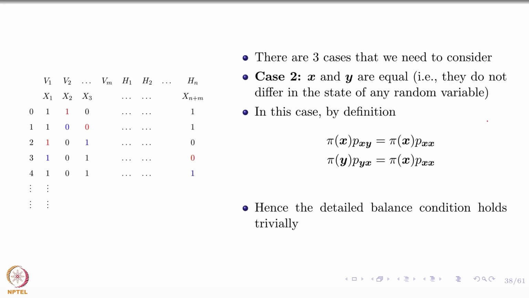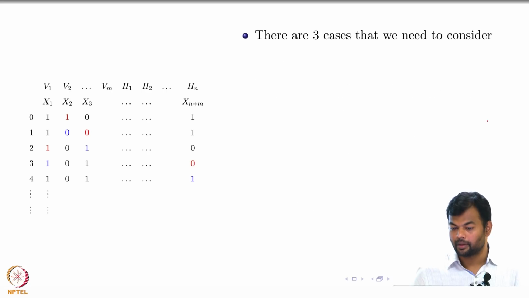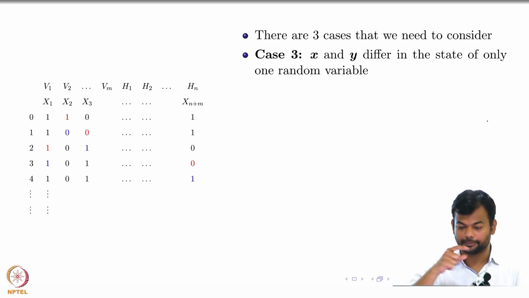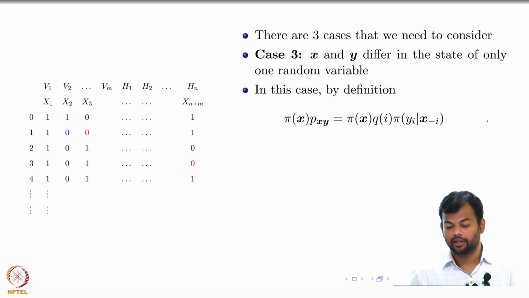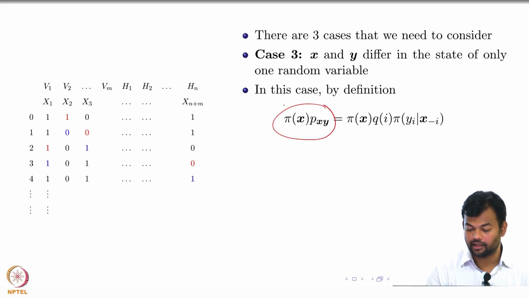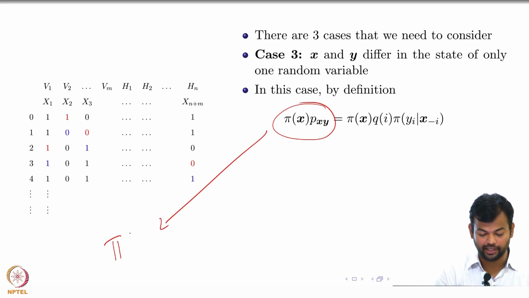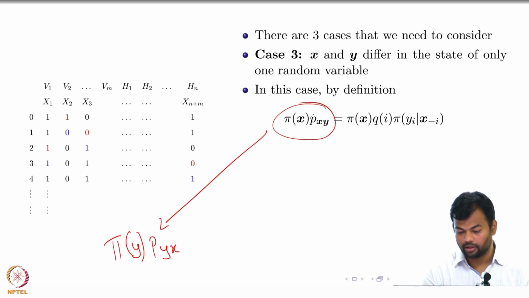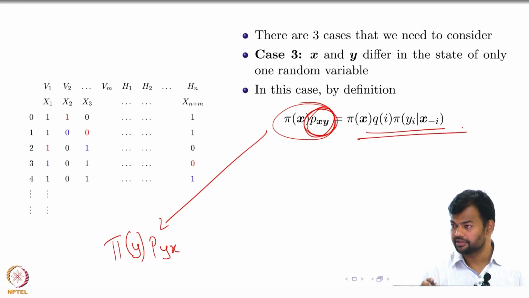So far clear? Okay. Now we come to the case where x and y differ in exactly one random variable. So in that case, by definition, this is our LHS, right? So we want to show that this LHS is actually equal to the following RHS. This is what we need to show. Now by definition, the second quantity P of xy is actually equal to this.